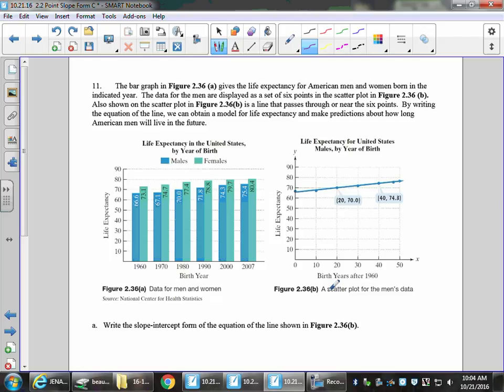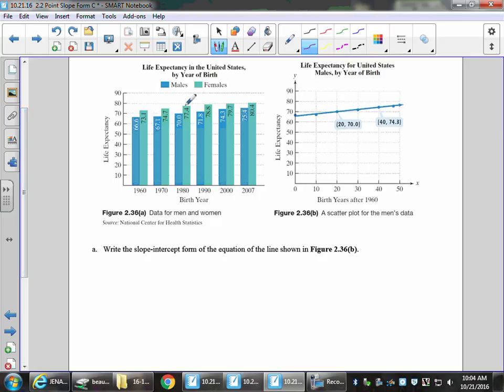What's this whole question about? Yeah, the life expectancy of men in the future. Question A asks, write the slope-intercept form of the equation of the line shown in this figure. How are we going to do that? We must have the knowledge. What's given to us on that line? 2 points. Can we go use those points? Yes. Let's define variables first.